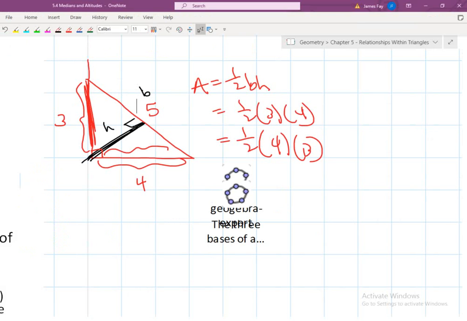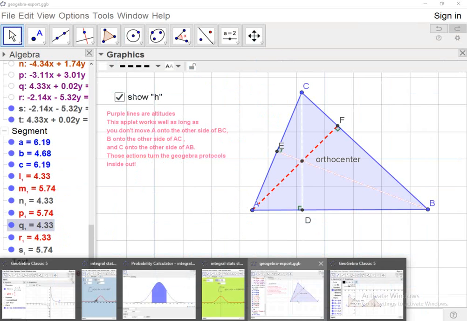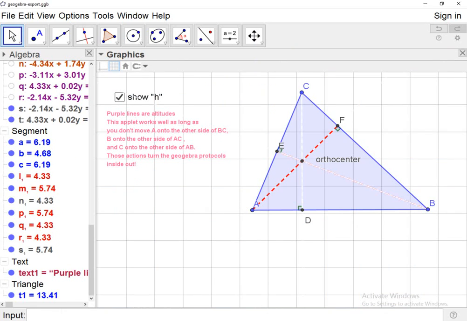So when we look at a triangle, like I said, there's always going to be three altitudes. Okay, so this is an acute triangle, and that point of concurrency is referred to as the orthocenter.